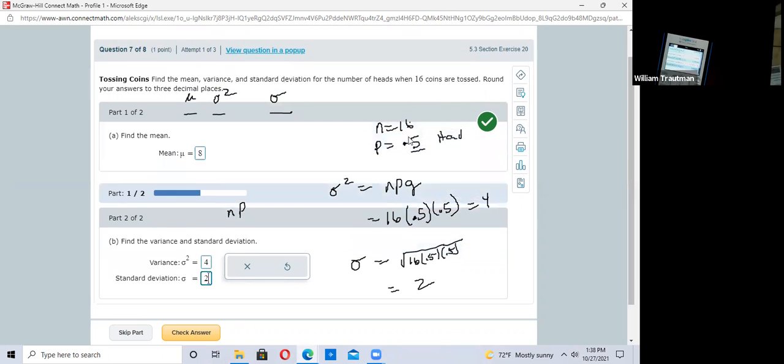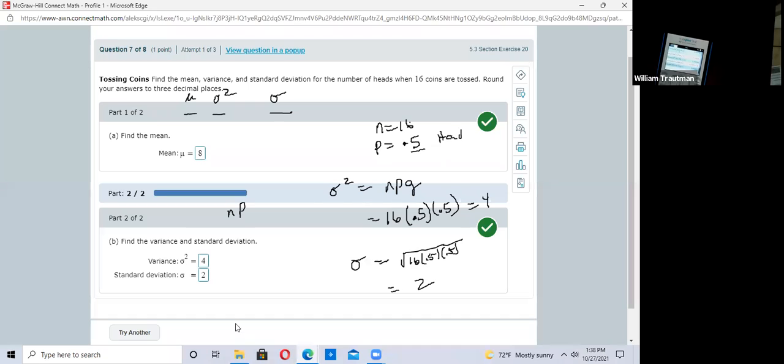Those formulas are really important to have in front of you when you're doing this. So I just wanted to show you one like this. The mean was n times p. Variance was npq, and then standard deviation was taking the square root of npq. And these are the answers.